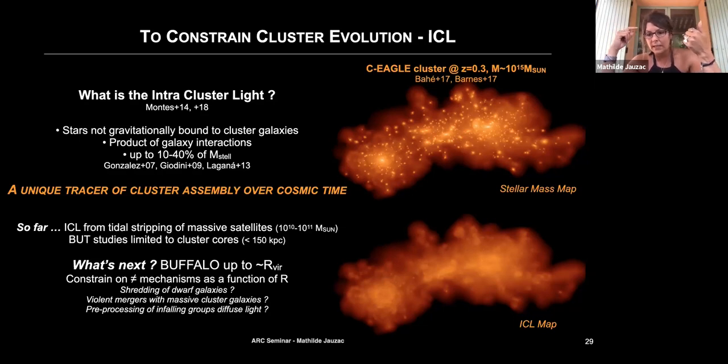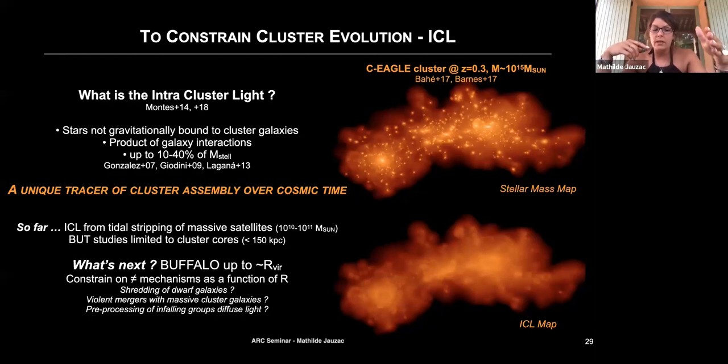You can't do ICL studies with non-space data because you need extremely high resolution. You need a data reduction that is extremely specific. So it's been really difficult for ICL people to study the ICL in the outskirts of clusters, because HST time costs a lot of money, and so wide mosaics around clusters are not that common.